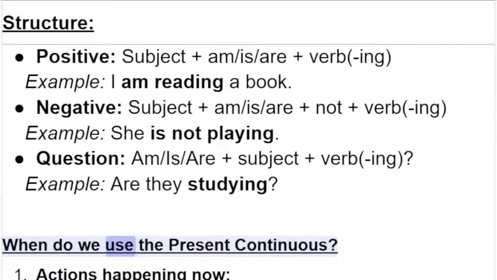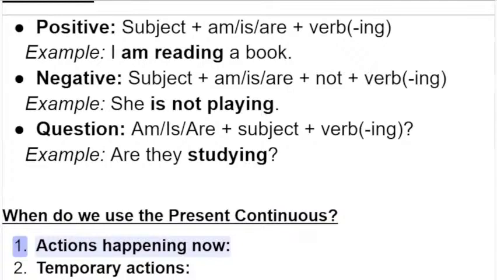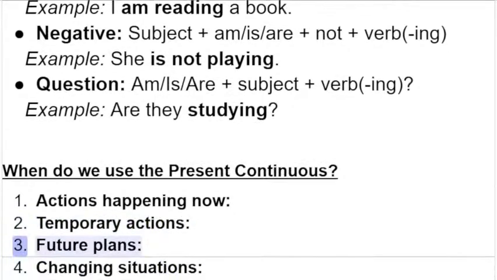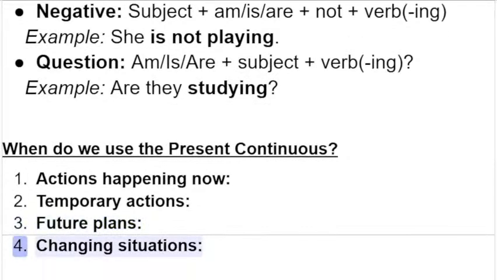When do we use the present continuous? 1. Actions happening now. 2. Temporary actions. 3. Future plans. 4. Changing situations.